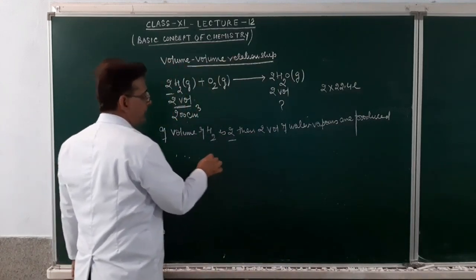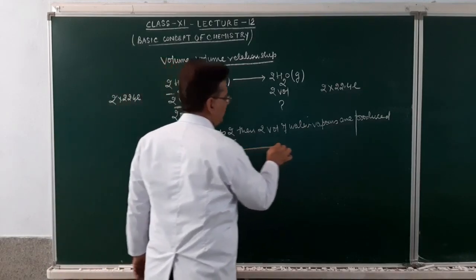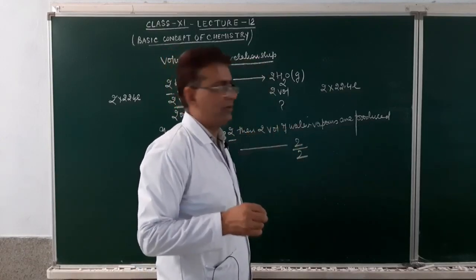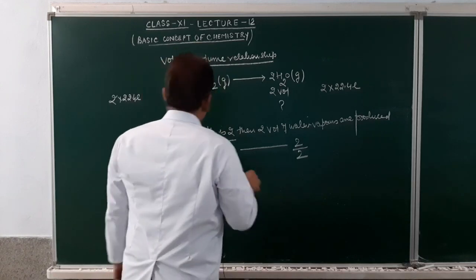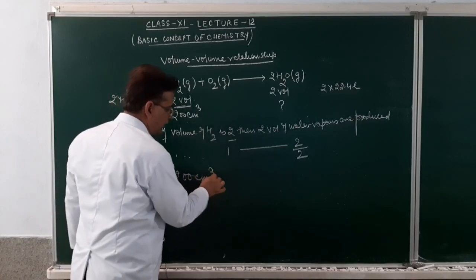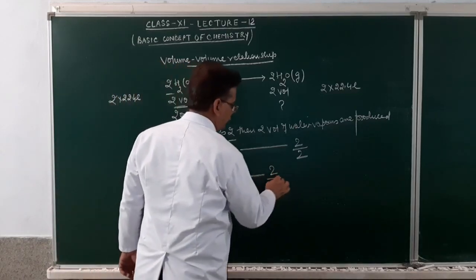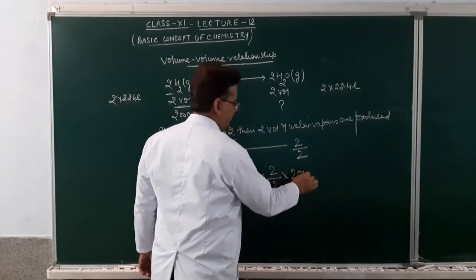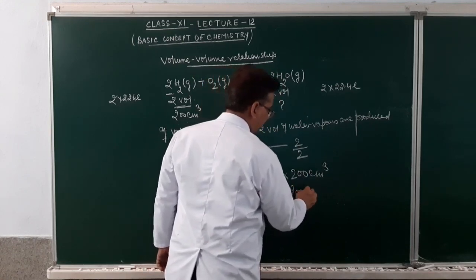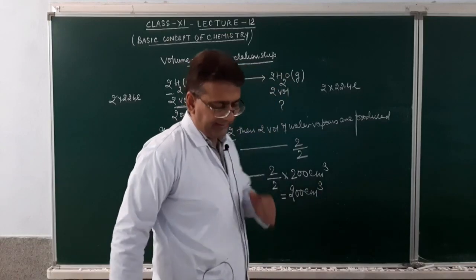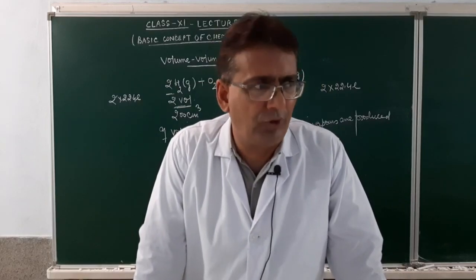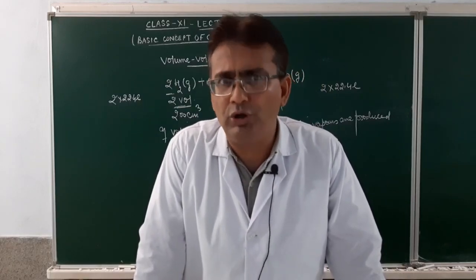Similarly, if the volume of hydrogen is 1, then what volume of water vapor will be produced? It will be 2 upon 2. You may also write it as 2 into 22.4 and 2 into 22.4. Am I clear? If the volume of hydrogen is 200 centimeter cube, what volume of water vapor will be produced? It will be 2 into 200 upon 2, which comes out to be equal to 200 centimeter cube. So from the volume of the reactant, the volume of product is formed. So this is called a volume-volume relationship.